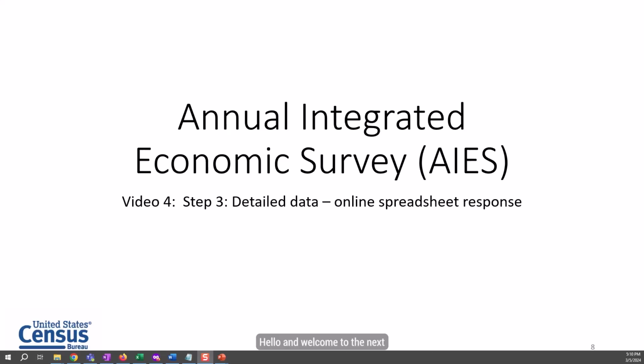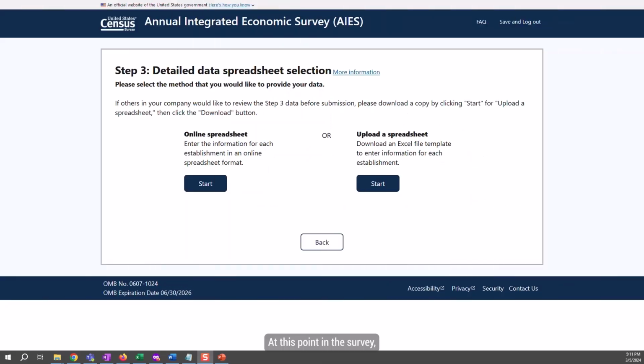Hello, and welcome to the next video to support response to the Annual Integrated Economic Survey, the AIES. In this video, I will provide an overview of Step 3 of the survey, providing detailed data, using an online survey spreadsheet. At this point in the survey, you will be given a choice on how to provide more detailed data about your company.